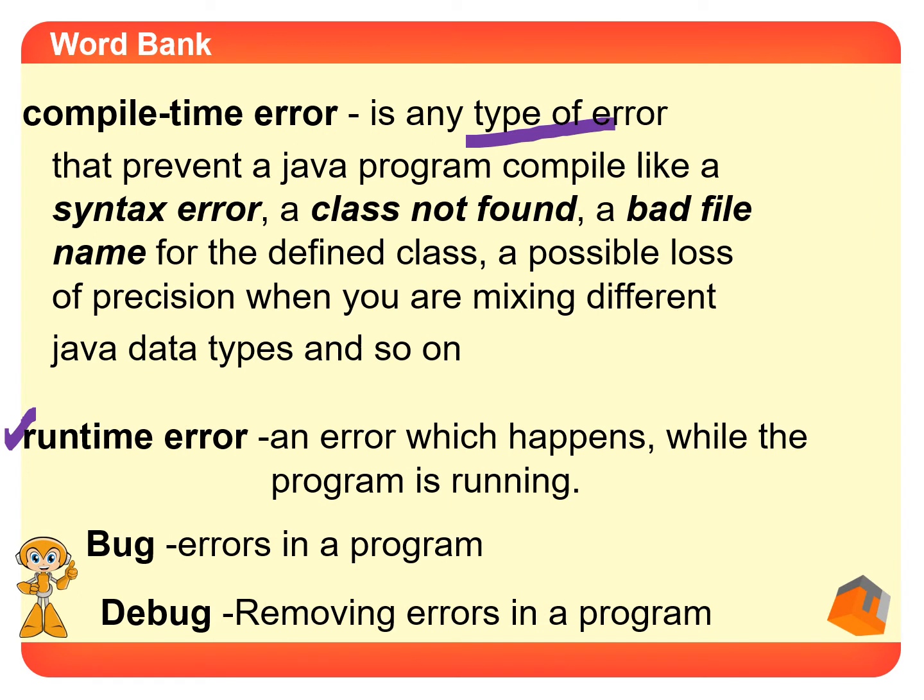We have here the word compile error, or compile-time error. It is any type of error that prevents a Java program from compiling, like a syntax error, class not found, bad file name for the defined class, or possible loss of precision when you are mixing different data types and so on. Next one, runtime error, an error which happens while the program is running. So there are two types of error in a program. First, we have the compile-time error and the runtime error.